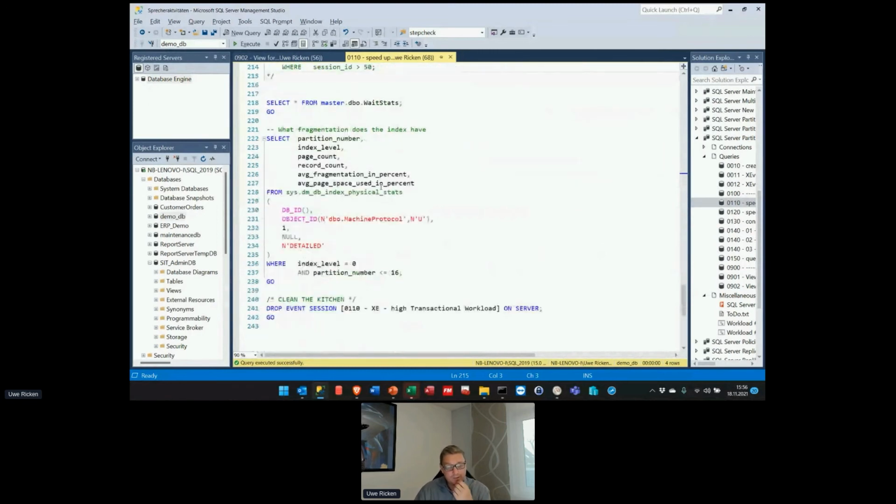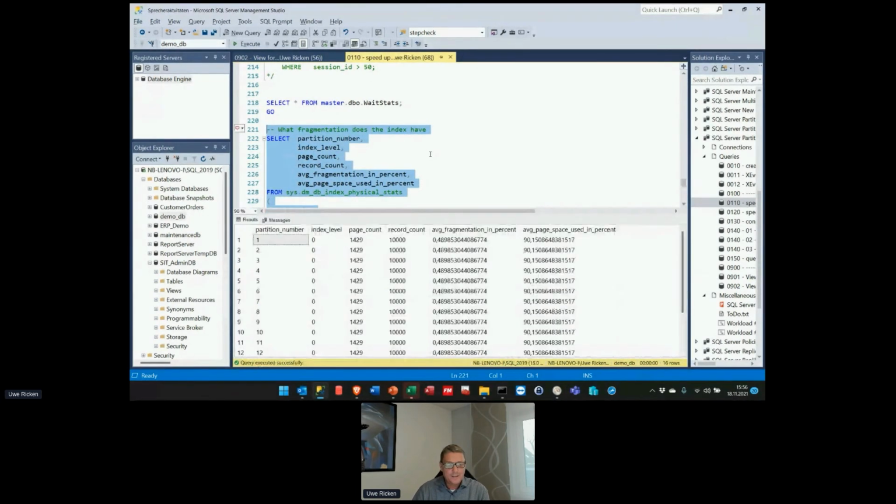The question here is coming up, why was it now faster? The reason is, when we have a look at the physical index, look at this. Please have a look at the fragmentation. And you can see now that we do not have any more fragmentation. The question is, why can this happen? The reason is very simple.